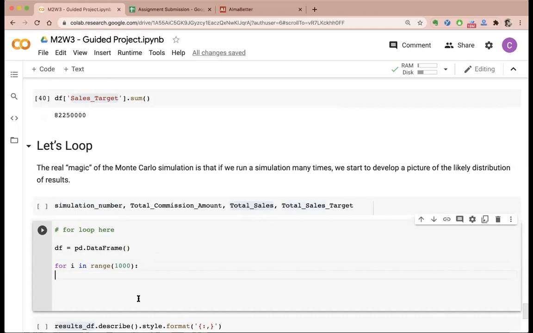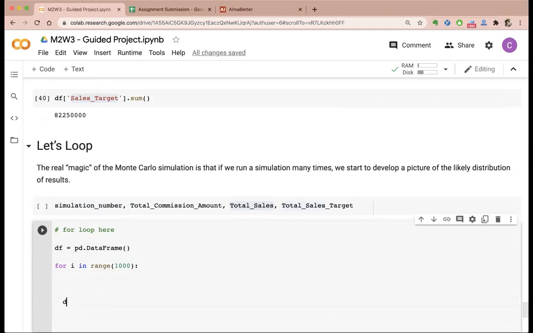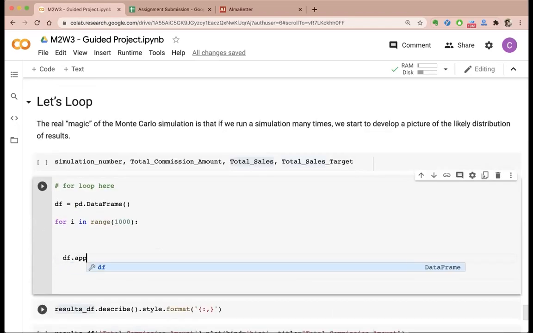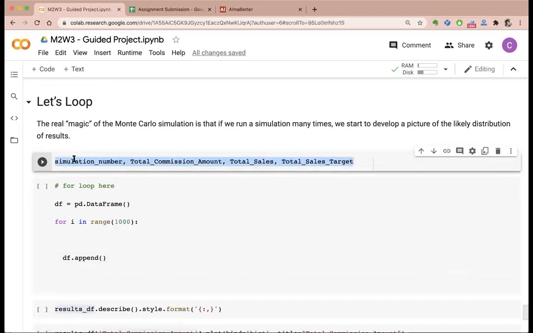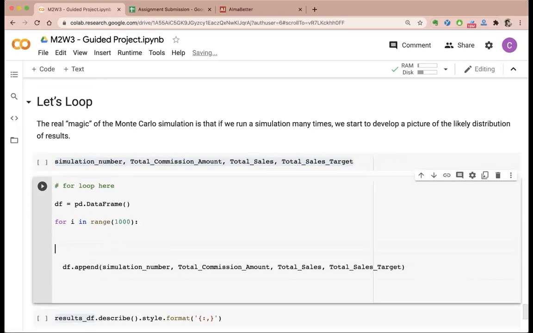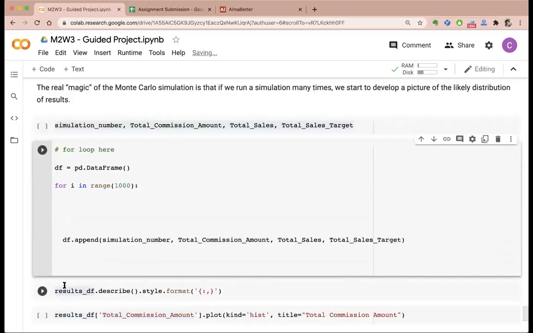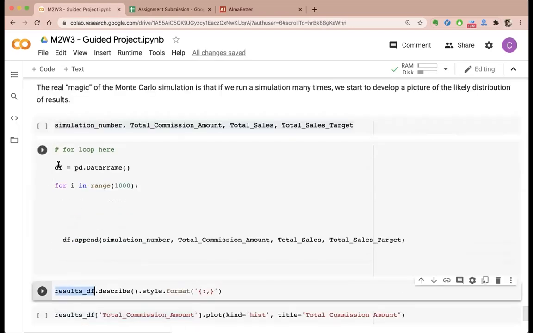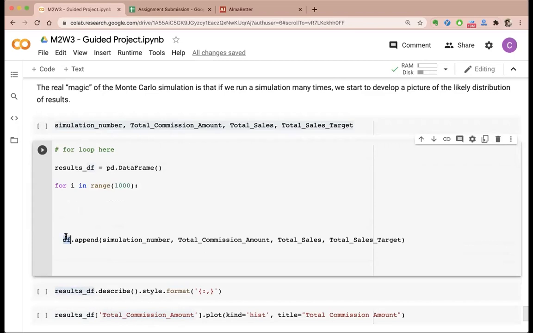And finally just append whatever values you are getting, right? So append these values, whatever, right? So this will be the structure of the code. Okay. Results df. So once you are done, let me know.